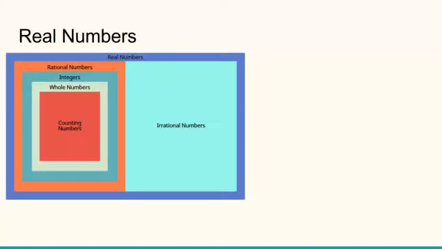First, we have to figure out what real numbers are. This is a cool little diagram, and it shows how the numbers are related to each other, but we have names for these different sets of numbers.